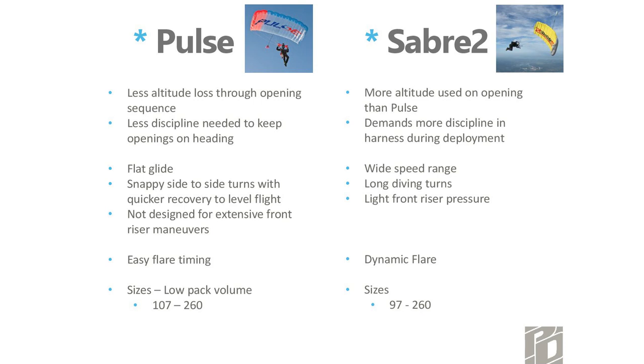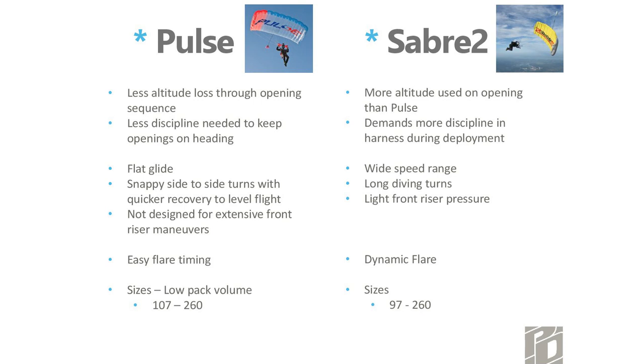So I pulled flight characteristics of the Pulse and the Sabre 2. So deployments, the Pulse uses a bit less altitude through the opening sequence. Requires a bit less discipline to keep the canopy on heading. It's pretty resistant to pulling off heading on openings, where the Sabre 2 would use a bit more altitude on opening than the Pulse does. And it demands a bit more discipline in the harness. So it takes a bit longer to open, more susceptible if you're leaning in the harness. It's going to go one way or the other.